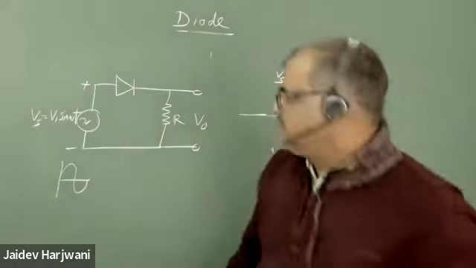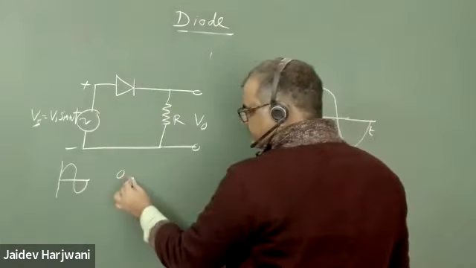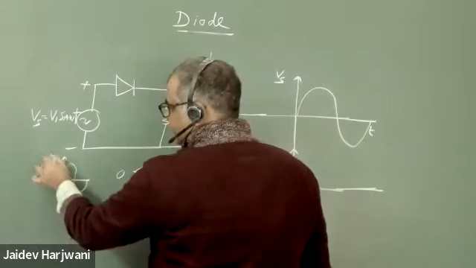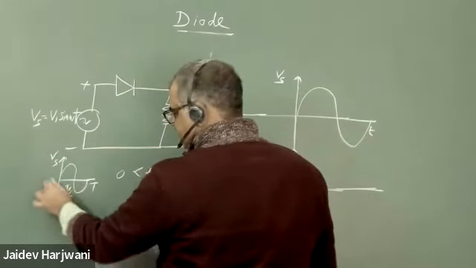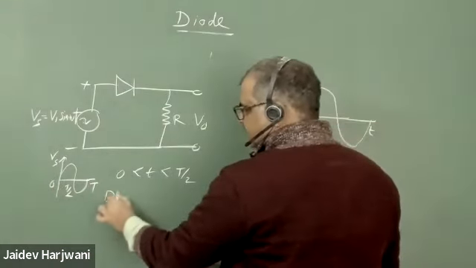Forward bias. That means from time 0 to T by 2, where T is the total time period, my diode is forward bias. So when time is 0 to T by 2, my diode is forward bias.